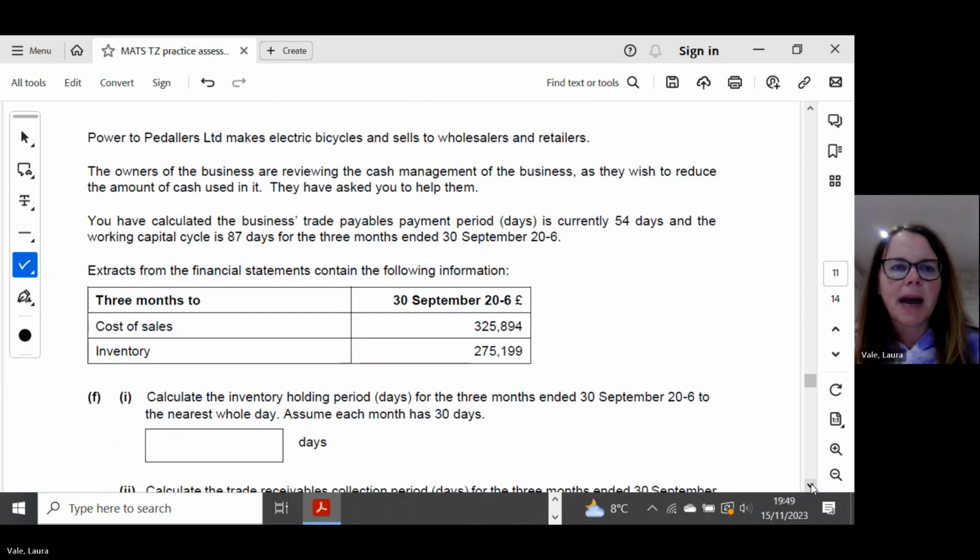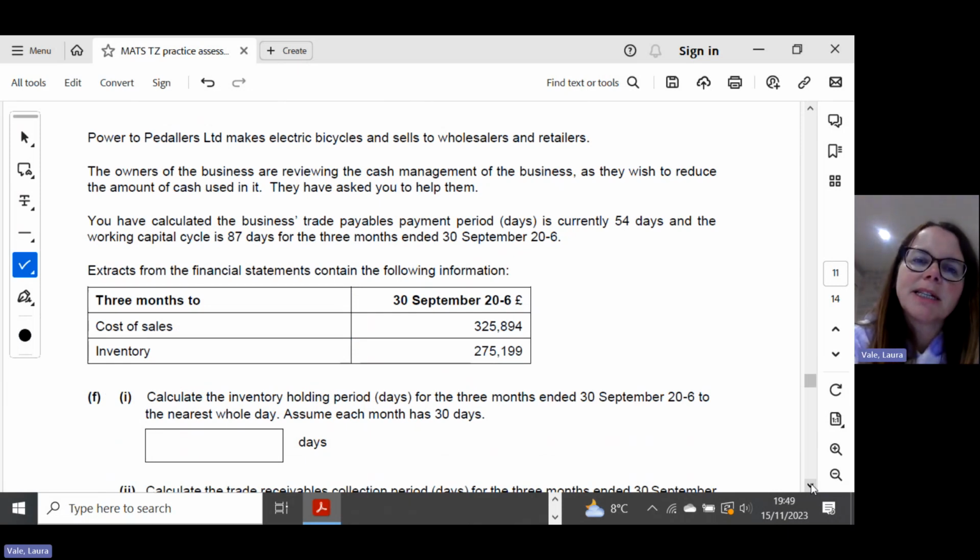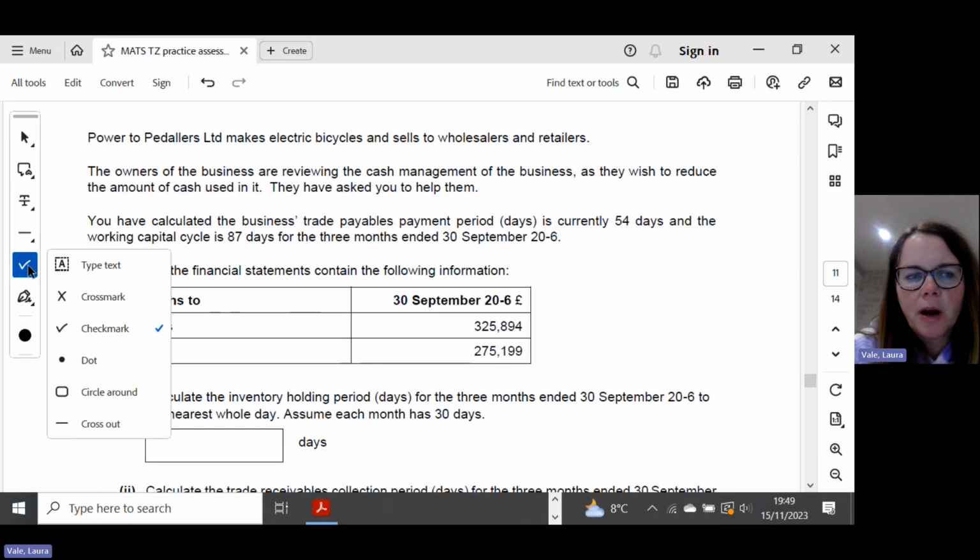Right, last bit. Power to Peddlers Limited makes electric bicycles and sells to wholesalers and retailers. The owners of the business are reviewing the cash management of the business as they wish to reduce the amount of cash used in it. They've asked you to help. You've calculated the business trade payables payment period in days is currently 54 days, and the working capital cycle is 87 days for the 3 months ended 30th of September. So this is just for 3 months, not for a whole year.